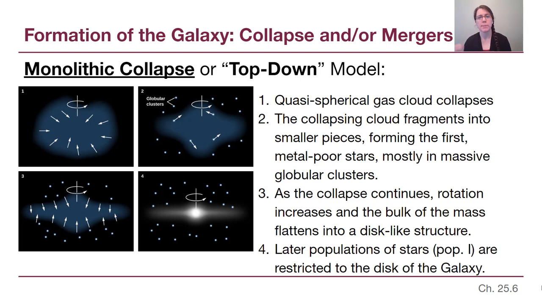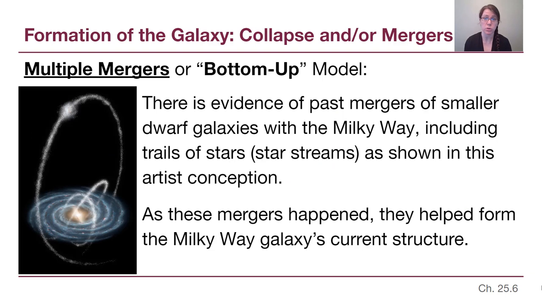One of the other major types of models are multiple merger models or merger tree models, sometimes called bottom-up models, where we had smaller clouds of gas and dust that started to form what we might think of as proto-galaxies. And those clouds of gas and dust, those proto-galaxies kind of collected together, somewhat like planet formation, which we haven't talked about as much yet, but will in Module 7. One of the big things to be aware of is that the merger model has a lot of ongoing evidence to support that whether or not it's the primary method that the galaxy formed with, there are ongoing mergers and evidence of past mergers as well.